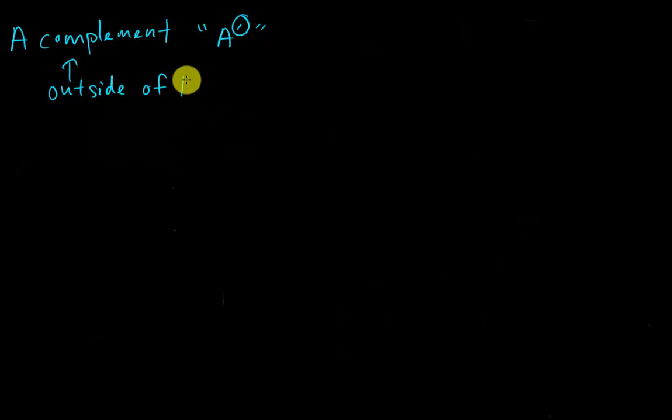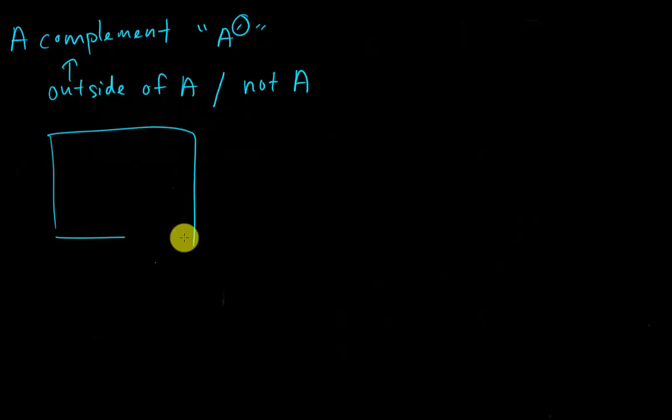Then we will introduce complement. So you see something is called complement. Complement is, you will see a dot there, something dot. The dot here means complement. A complement actually means outside of A, or you can say something not A. So I will do a quick example. I have a universal set here, which means everything.